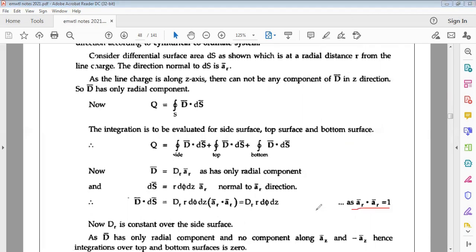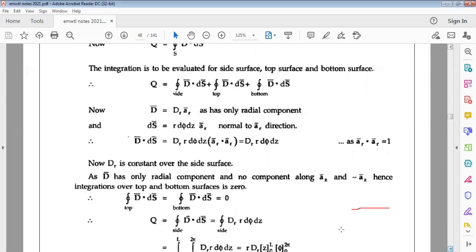So the dot product itself is always 1. So D bar dot dS bar is equal to Dr into r dφ dz. Dr is a constant over the side surface, as D bar has only a radial component and no component along az and minus az. Hence, the integrations over the top and the bottom surfaces are 0.